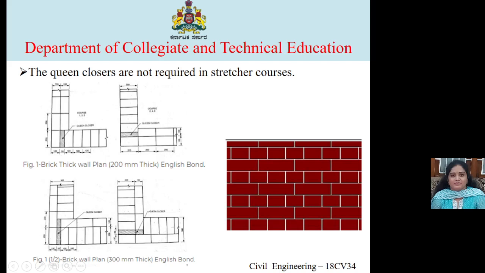Queen closures. This is called a queen closure, for courses 1, 3, 5. This is for courses 2, 4, 6. In this plan they have just changed the position here.